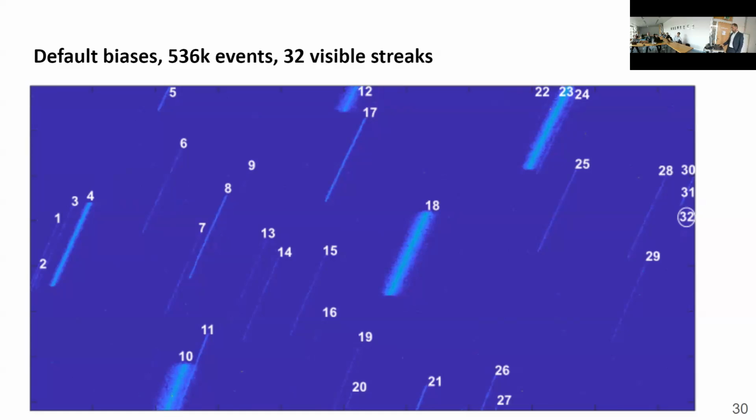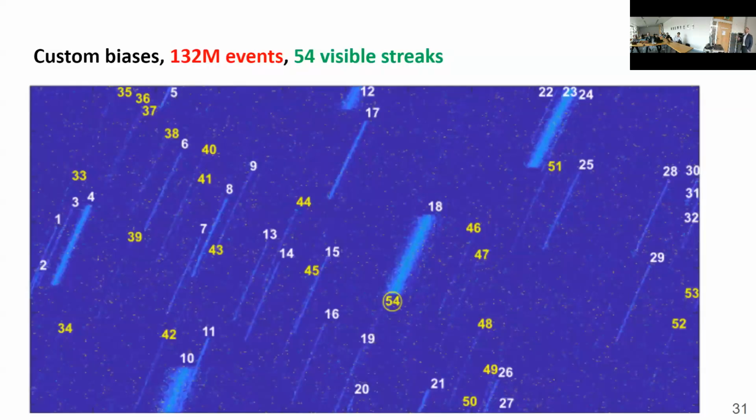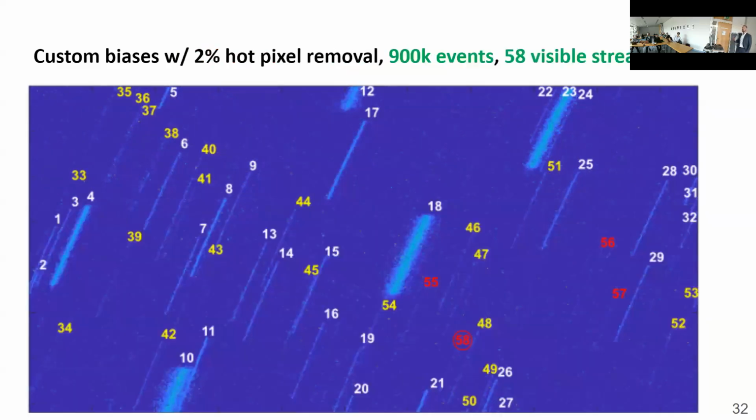It's not so bad. When I apply my new custom biases, I'm able to pick out an additional 22 streaks, which is a nice result. But I've increased my noise rate by almost a factor of 200, which was predicted by the noise analysis before. So if I remove those hot pixels, in this case, I decided to remove 2% of the hot pixels, I get down to 900,000 events, which is not even doubling the total throughput from before. And I now have 58 visible streaks.